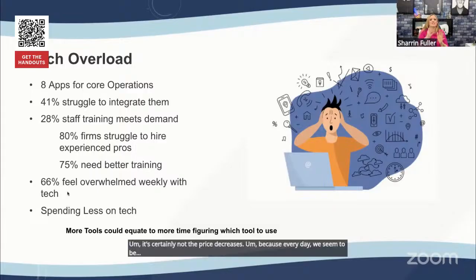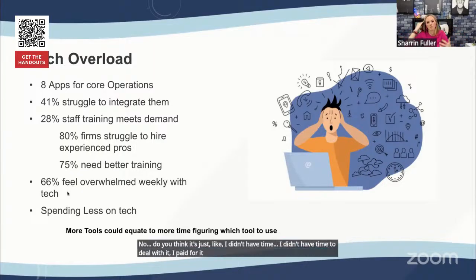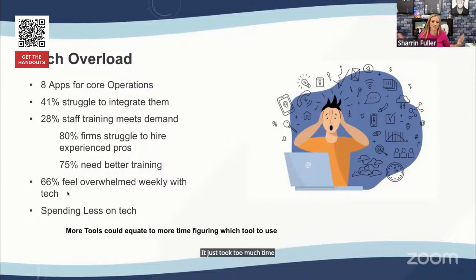Do you think it's dealing just with time? I didn't have time to deal with it. I paid for it for 3 months. I didn't have time to implement it. I didn't learn it. It just took too much time. So you just go, cancel. I think that's what happens a lot.